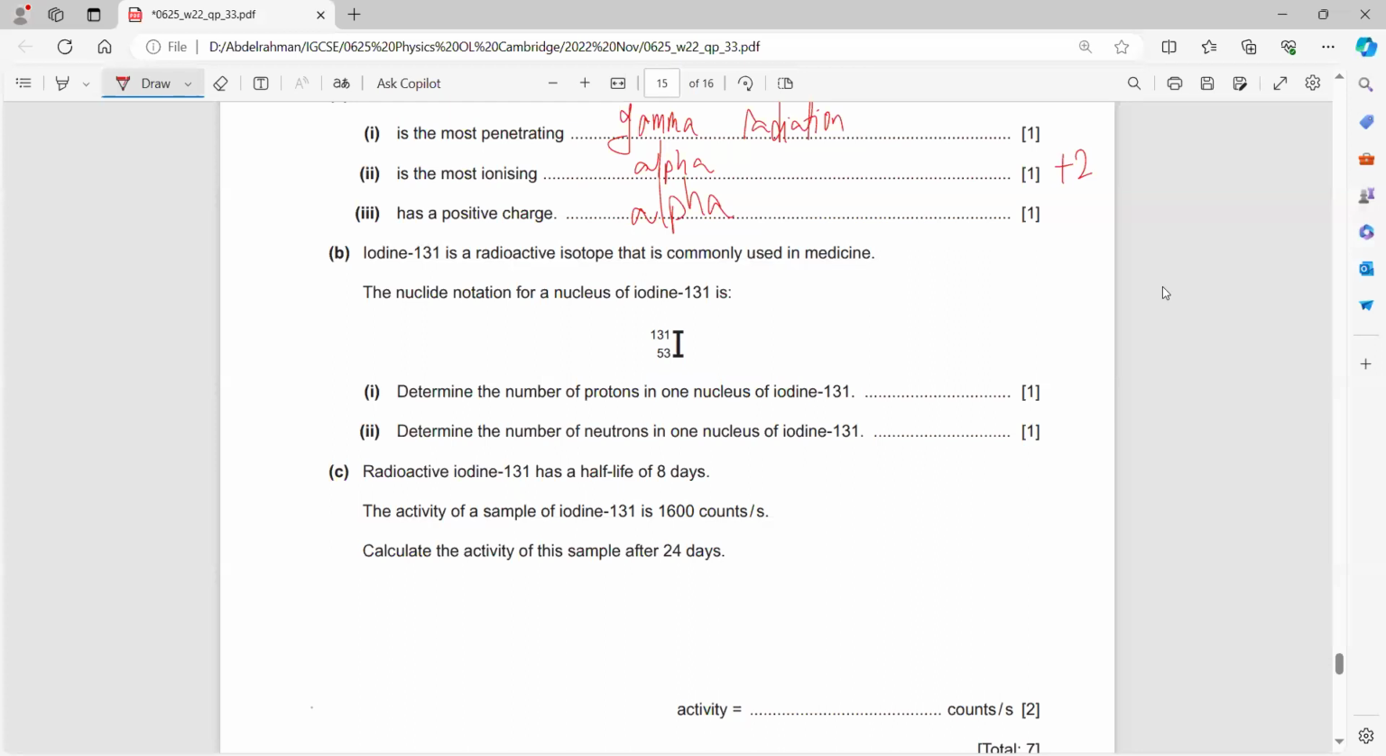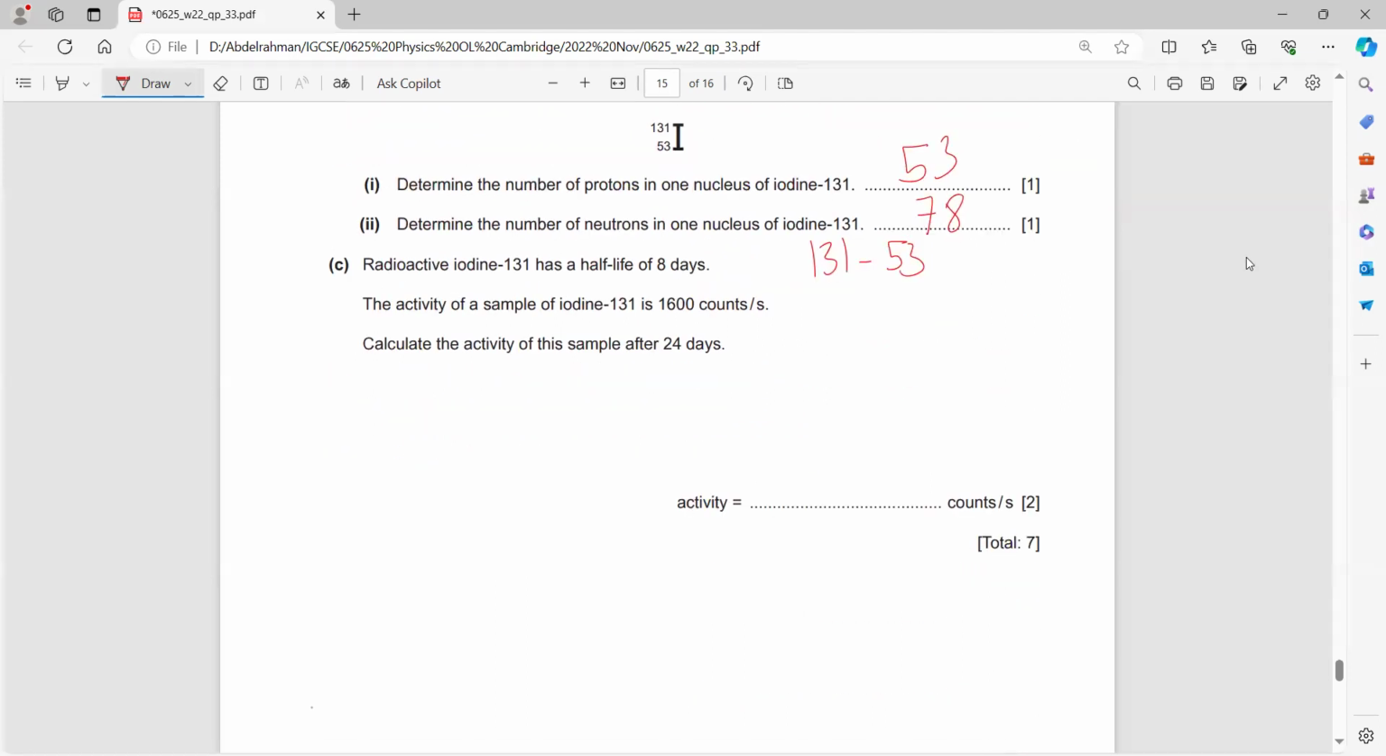Determine the number of protons: 53. Number of neutrons: 78. How did we do it? 131 minus 53 would be 78. Calculate the activity after 24 days. The half-life is 8 days. The initial radiation was 1600 and the time is 24 days.